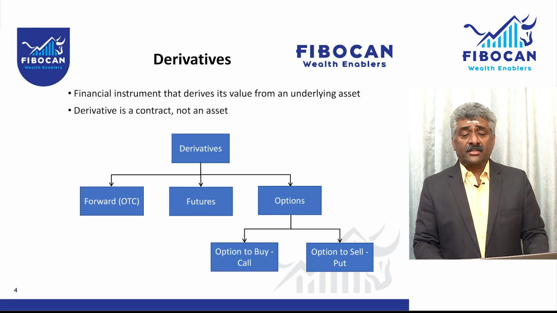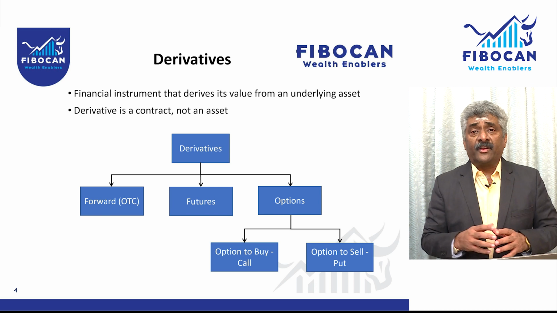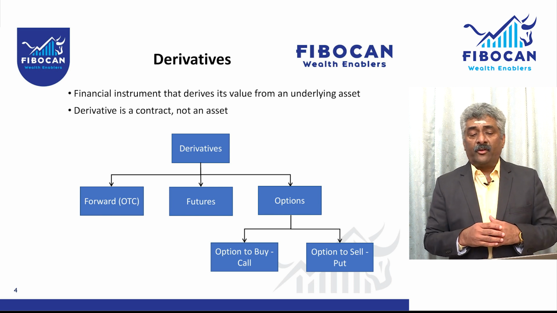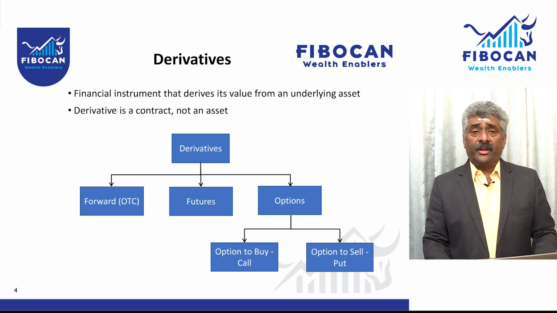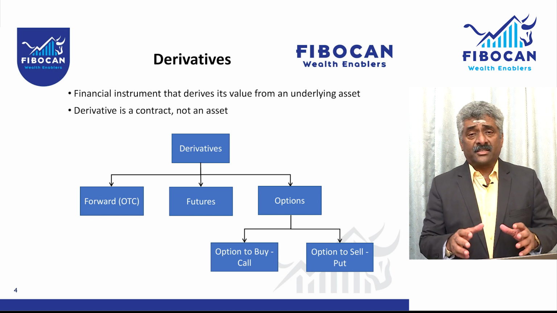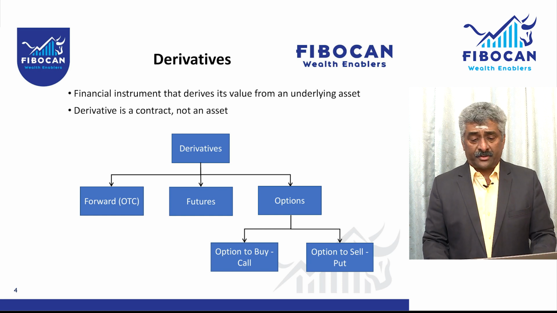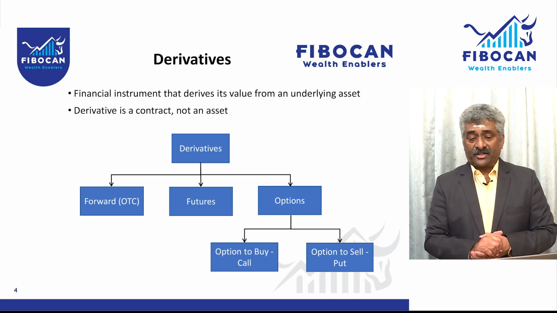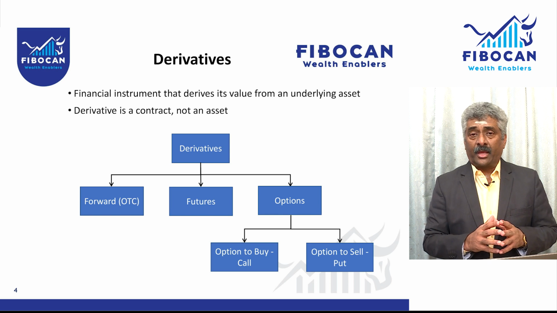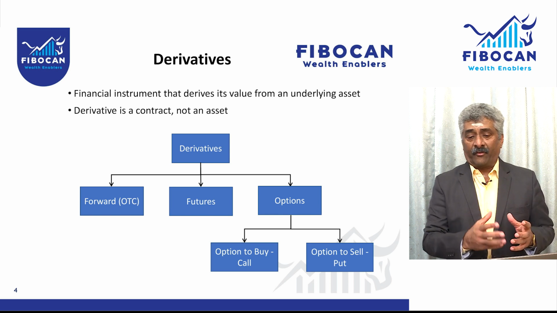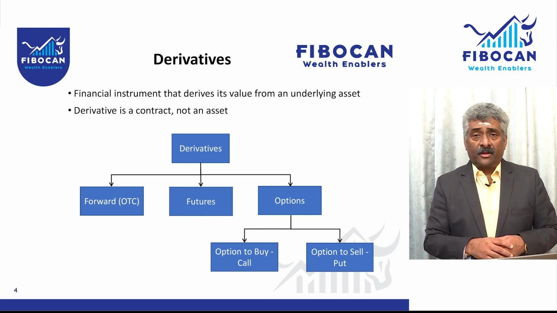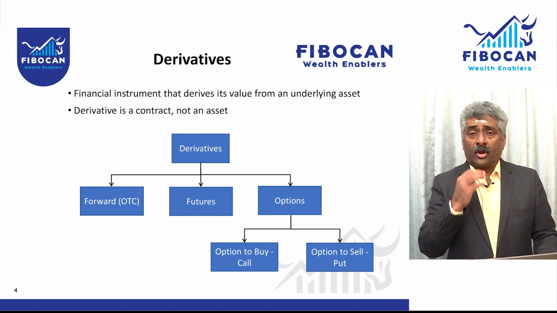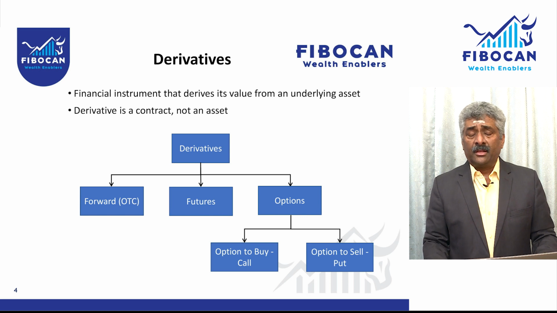Slide 4, as always: a derivative is a financial instrument that derives its value from the underlying asset, right? A derivative is a contract, not an asset. It is a zero-sum game. We have reiterated this multiple times. In the first slide we always keep derivatives, and under that forward, futures, options. We have seen forward and futures. Here we will be extensively discussing options with examples.